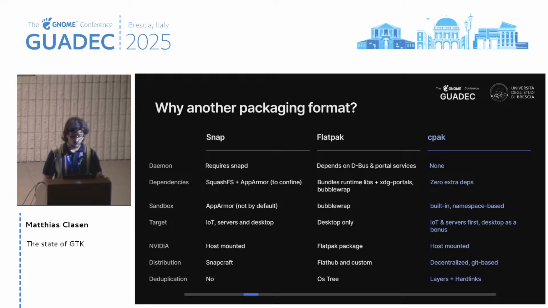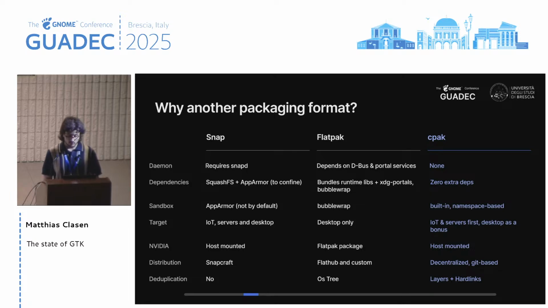Snap has squashfs and sometimes AppArmor, because AppArmor only works if you enable that support. And actually, I think the only distributions that support it are Manjaro and Ubuntu at this time. Flatpak requires some runtime libraries, bubblewrap, and of course, XDG portals. cpak really doesn't need anything, it just works. You don't need squashfs, AppArmor, nothing.